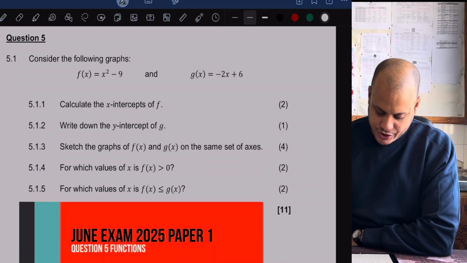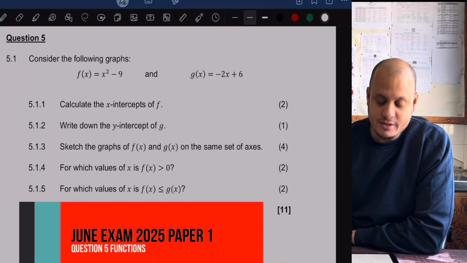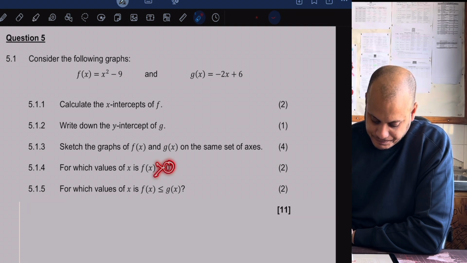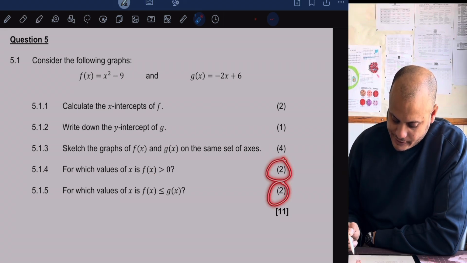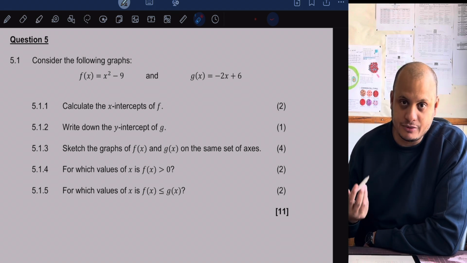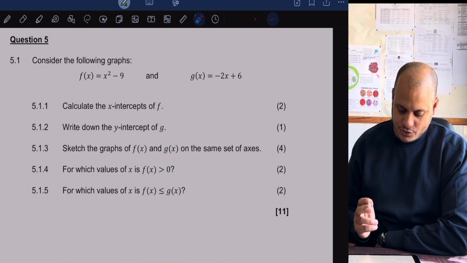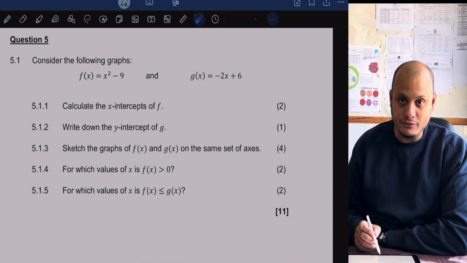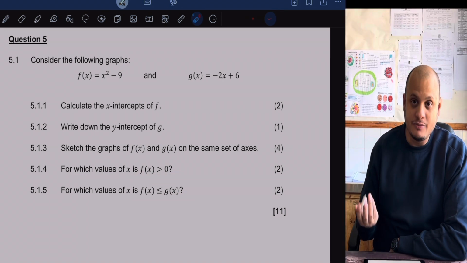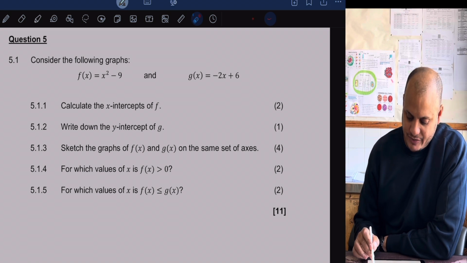5.1.4. The question is, for which values of x is f of x, our parabola, greater than 0? So the marks are not very high, but these are the questions that require a little bit of analysis of your diagram, of your sketch, and this is where a lot of you fall flat, just in terms of not being able to properly interpret what this means. Hopefully in this video I'll be able to better explain that.